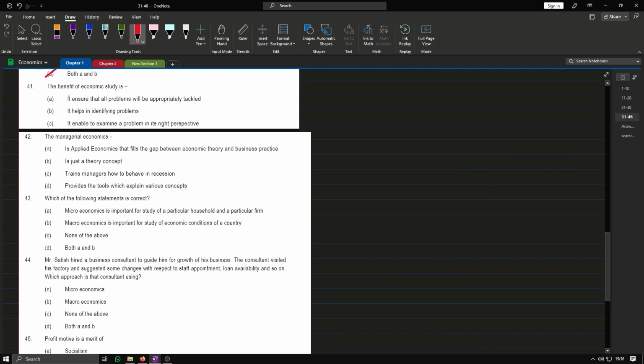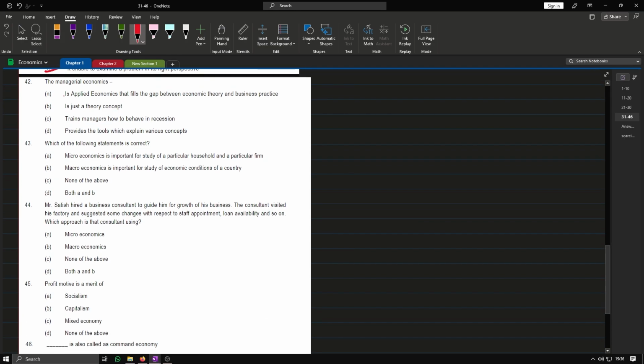Question 41. The benefit of economic study is. A. It ensures that all problems will be appropriately tackled. It's impossible to tackle all problems. So this is not the option. It helps in identifying problems. This may be the option because it does identify certain problems. It enables to examine a problem in its right perspective. Yes, this is the option because economics helps you to identify a problem and how to tackle it. So option C is the right answer.